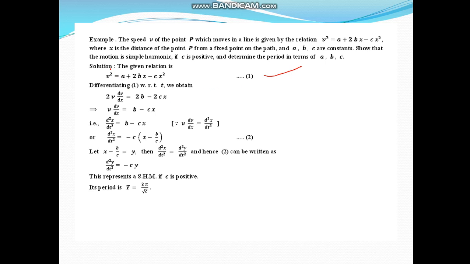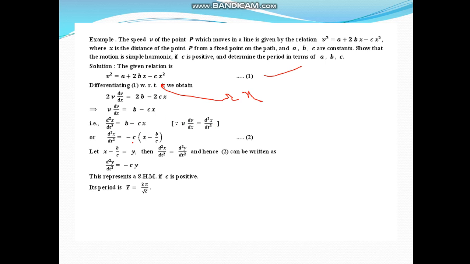It is twice v dv by dt. A is constant, twice vx, that is twice b, minus c, twice c, x. We have differentiated this number 1 with respect to x, not with respect to t. Here it should be x. So it is v dv by dx equal to b minus cx. But v dv by dx can be written as d square x by dt square. It is b minus cx.